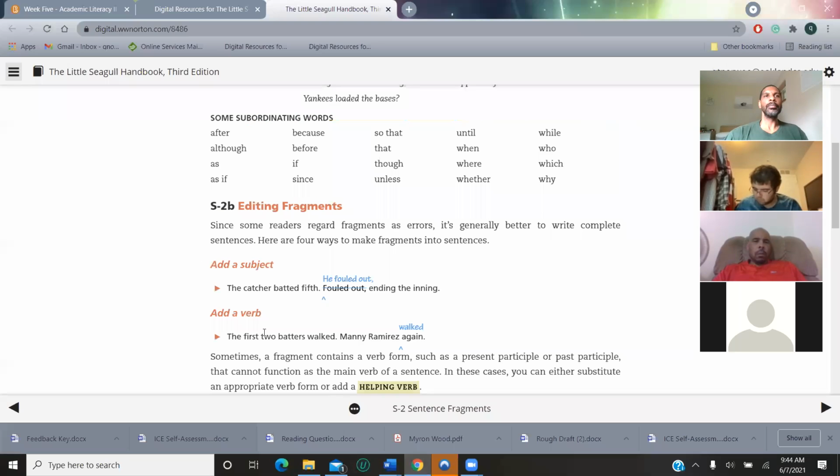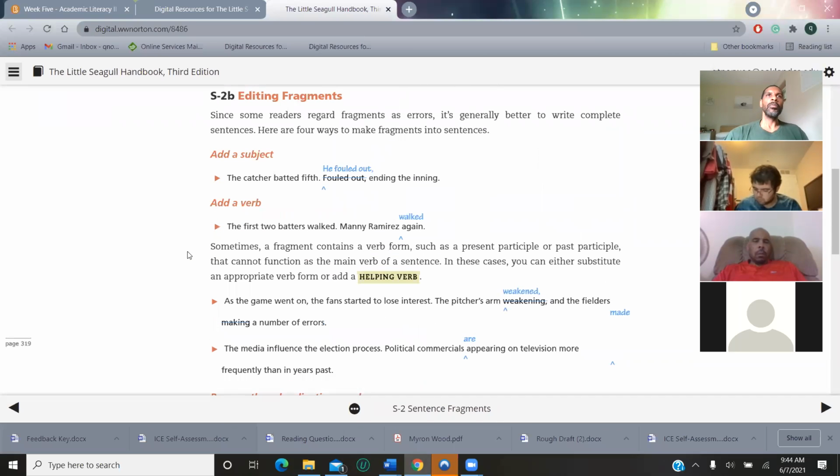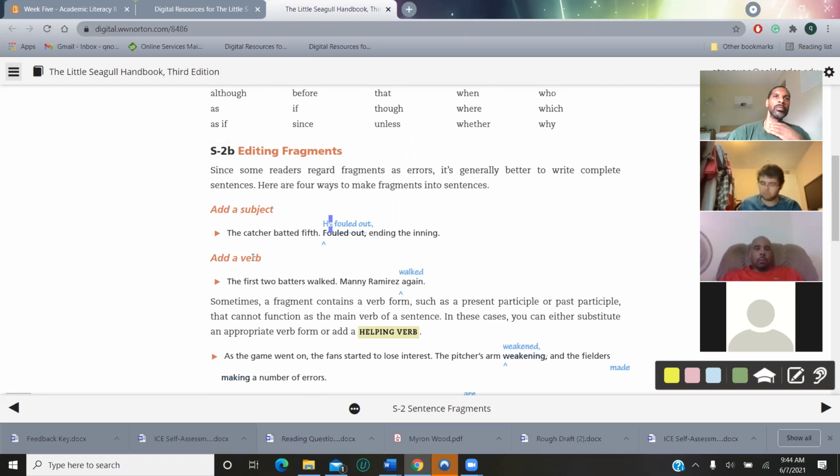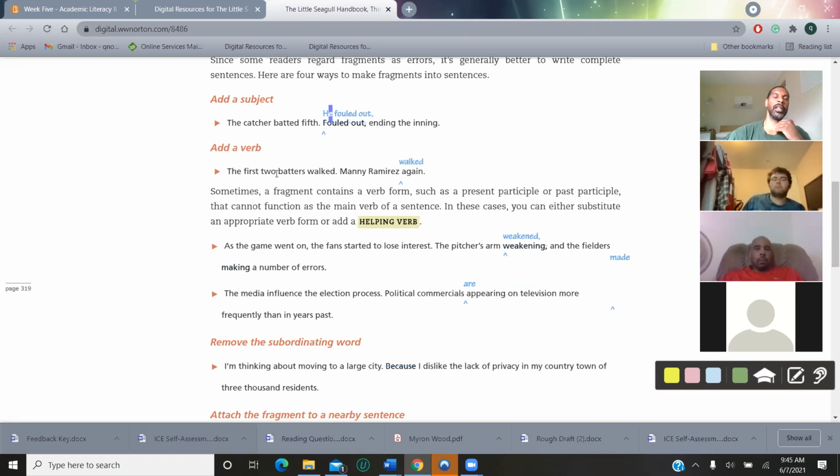Now, these are the two examples from above. When we say who fouled out, we're just putting the subject in. He fouled out, ending the inning. Same thing. The first two batters walked. Manny Ramirez walked again.